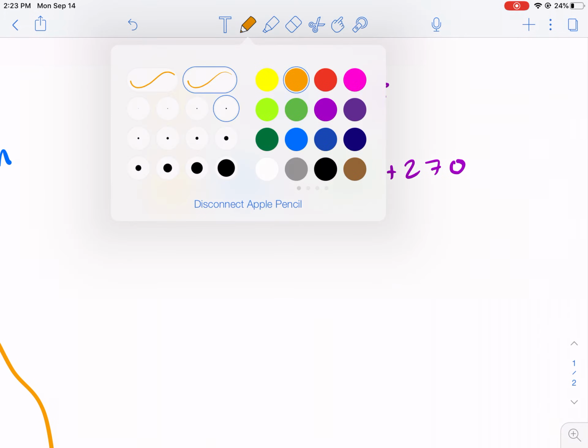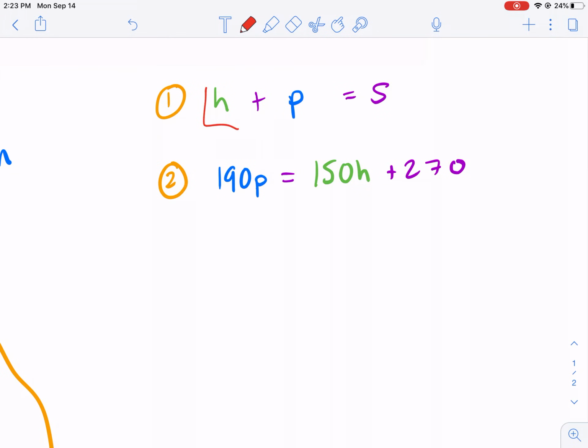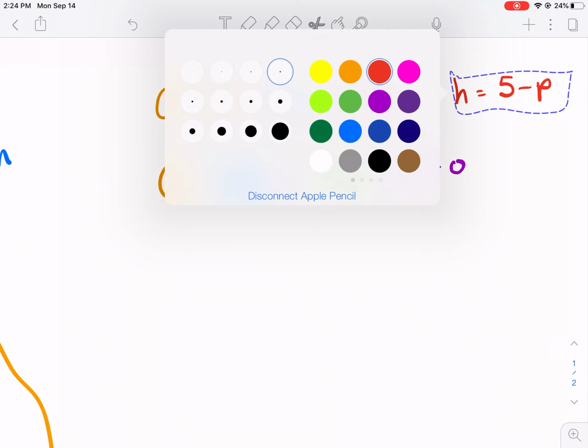What I would do here is solve for h, get h by itself, and then plug it in for p. So in order to solve for h, I need to subtract p from both sides. So I have h equals 5 minus p. I'm going to change that color. I don't know why I made it red. Let's leave it in green.